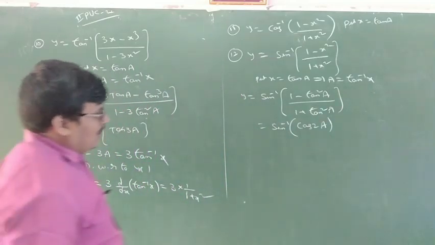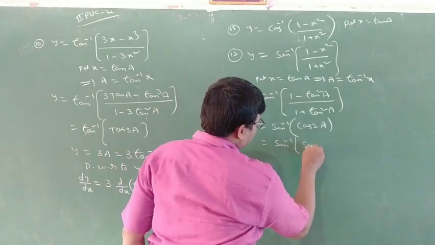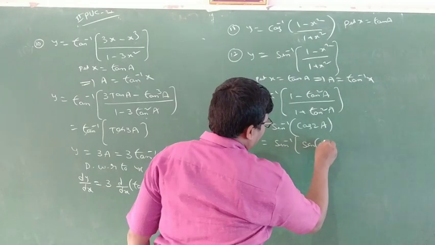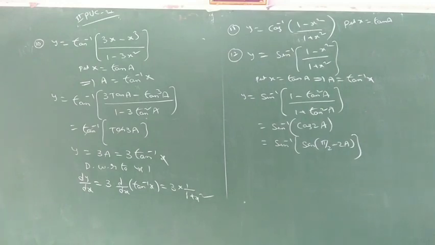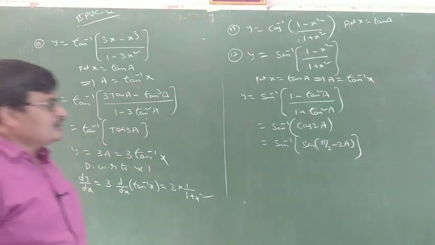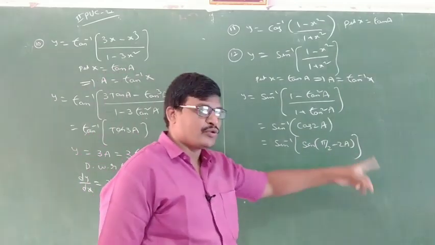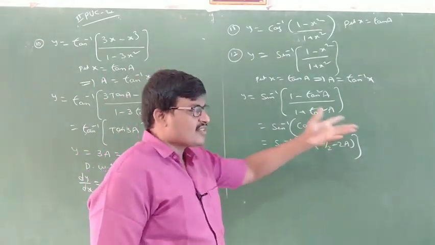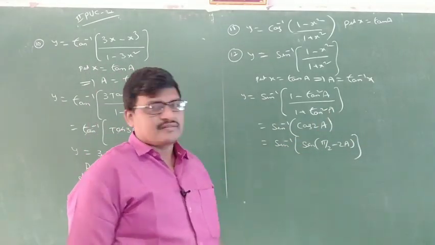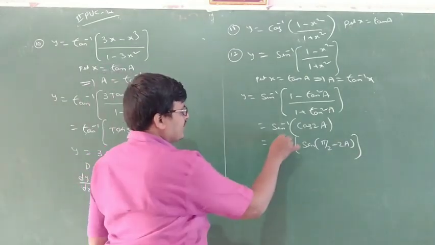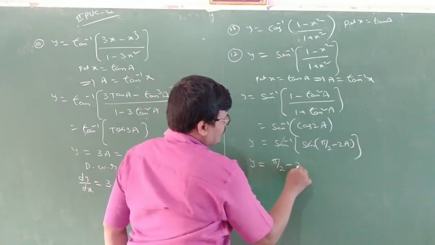Next, sin inverse of sin (90 minus theta). Sin (90 minus theta) is equal to cos theta. Why is cos theta converted into sin theta? Because sin inverse of sin theta is equal to theta. Sin inverse of cos theta is not theta. So that's why the cos theta is converted into sin. So sin cancels, and y is equal to pi by 2 minus 2a.